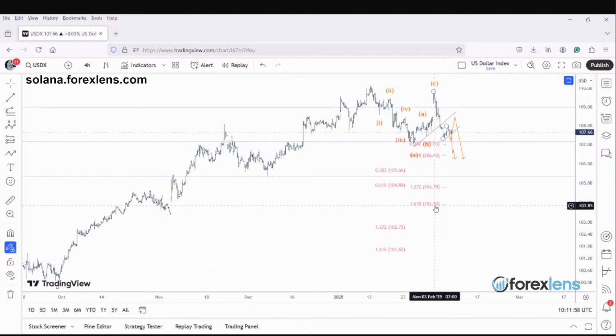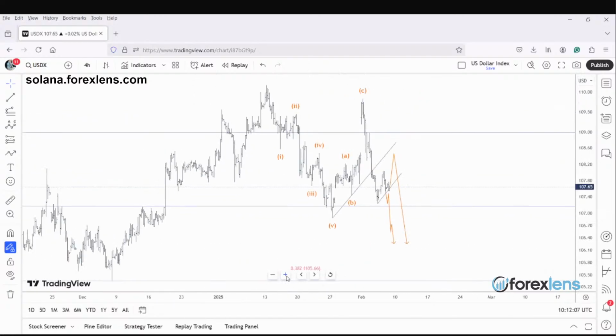Okay. So there are two Fibonacci ratios. Let's remove one of them. We don't want to create noise ourselves on the charts. That looks neat now.